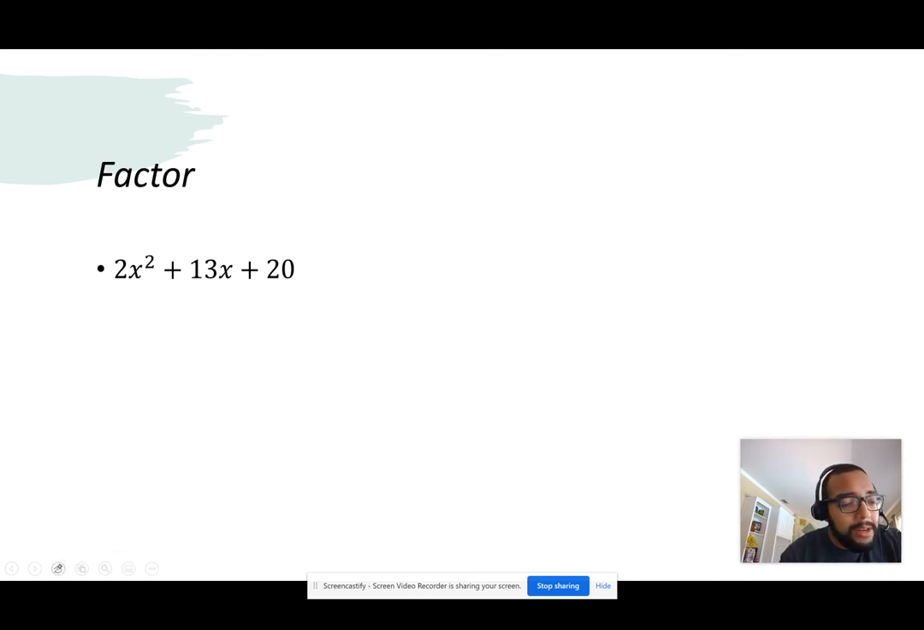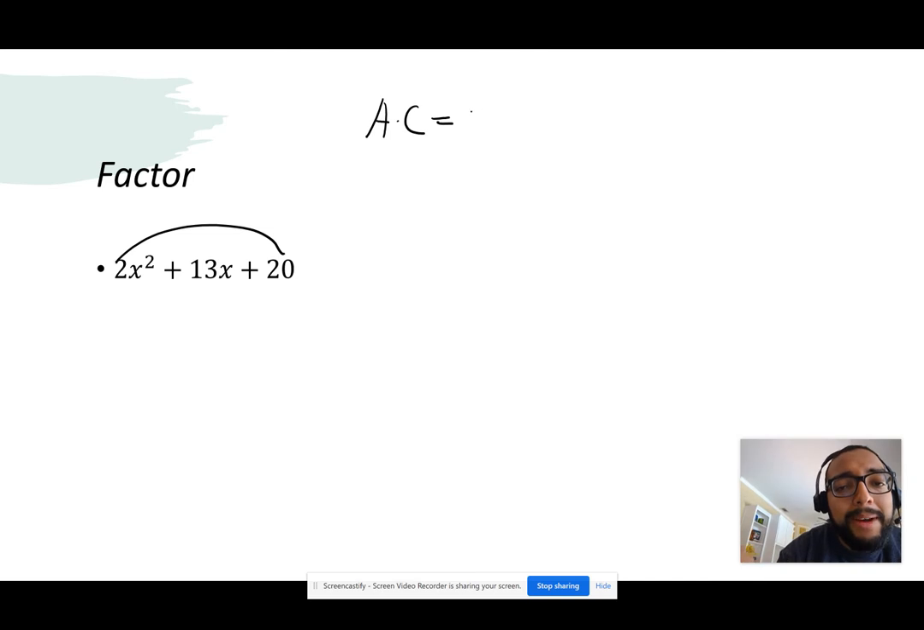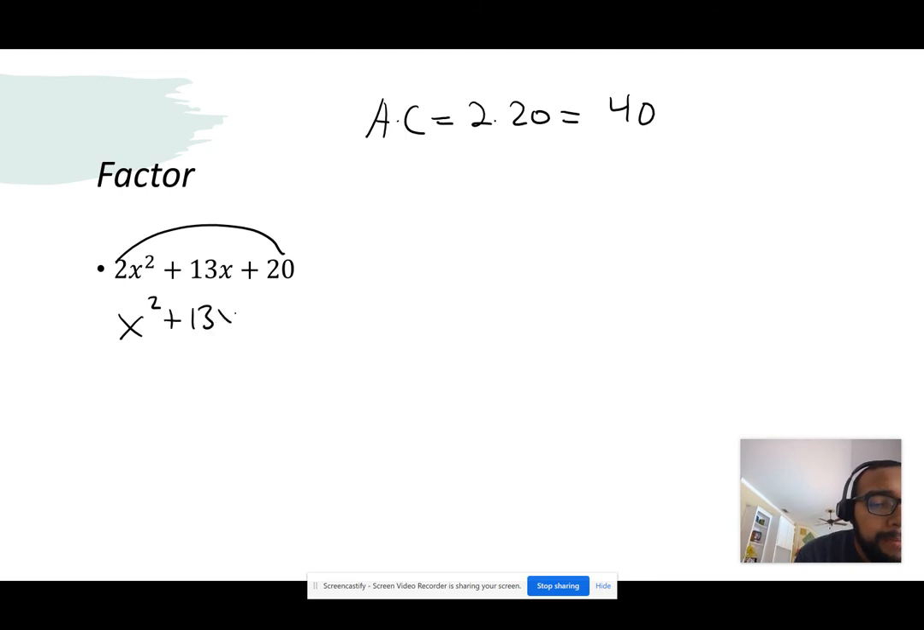If you're following along in your notes, be sure to try this one by yourself. So if you need to pause the video, go ahead and pause the video. This one takes me back to the good old times where my a value was just 1. So to get rid of this 2, I'm going to multiply it by my c term, which would be 40. So instead of saying 2x squared plus 13x plus 20, I'm going to end up saying x squared plus 13x plus 40.